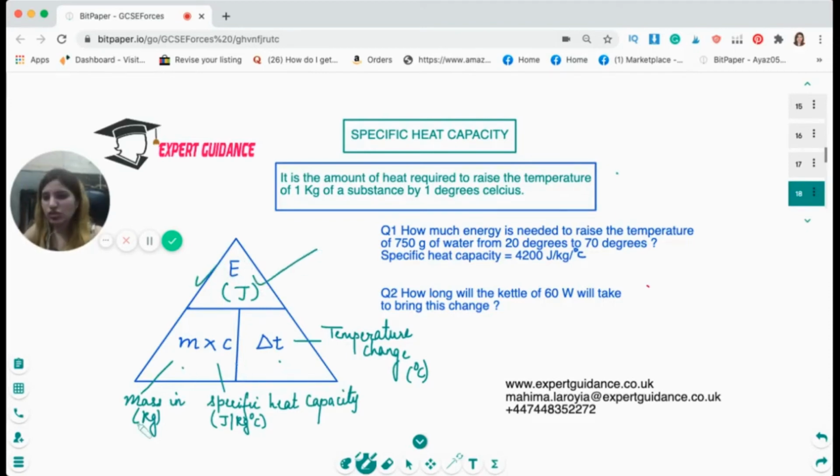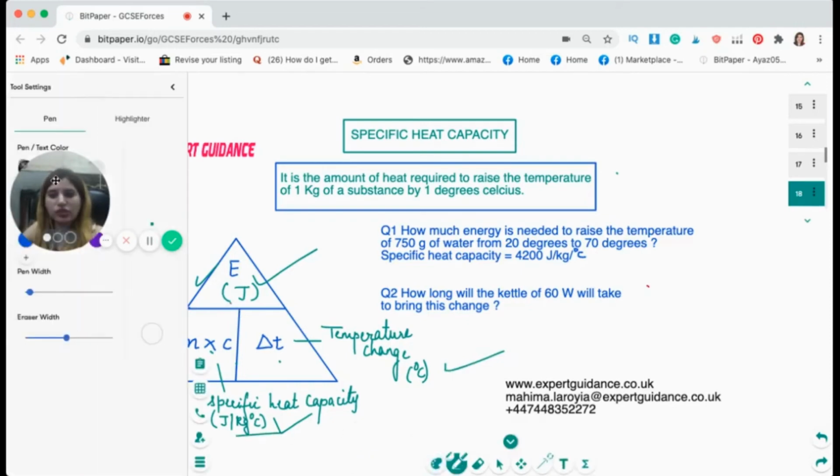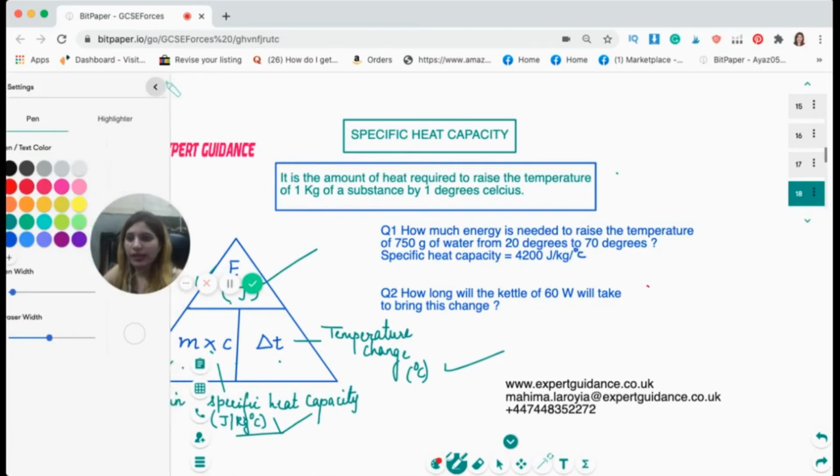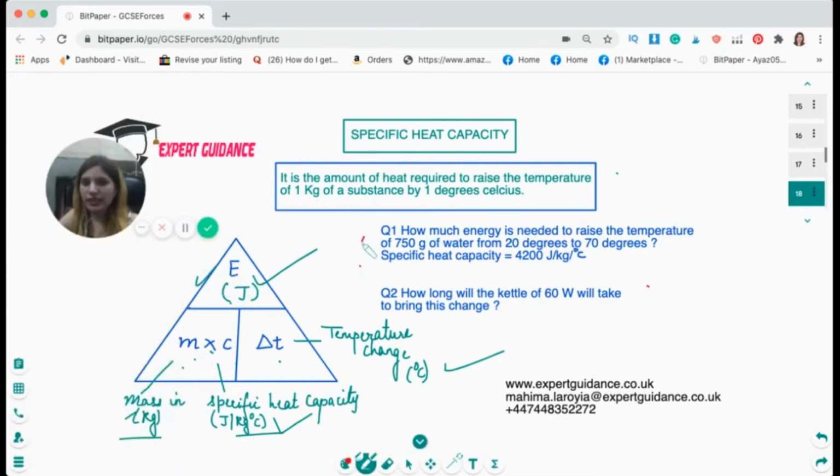Energy is measured in joules, m is mass in kg, c is specific heat capacity, which is in joules per kilogram per degree centigrade, and temperature change is final temperature take away the initial temperature, which is in degrees centigrade. Now you need to be careful with these units, and you should be able to use these formulas to get the answer. So let's look at these questions.